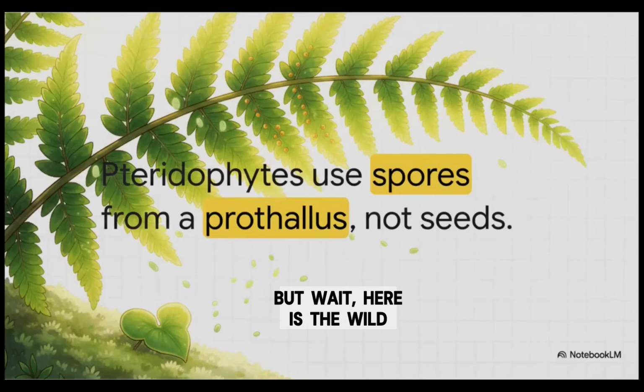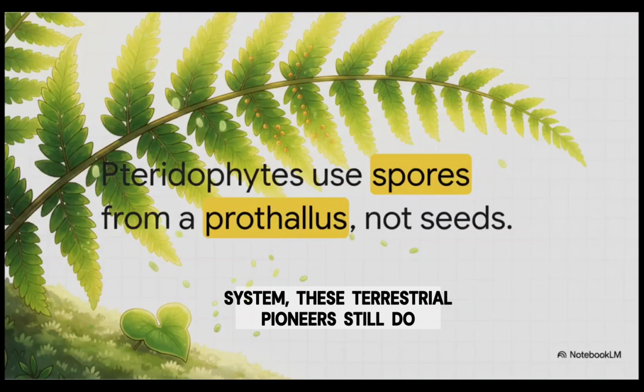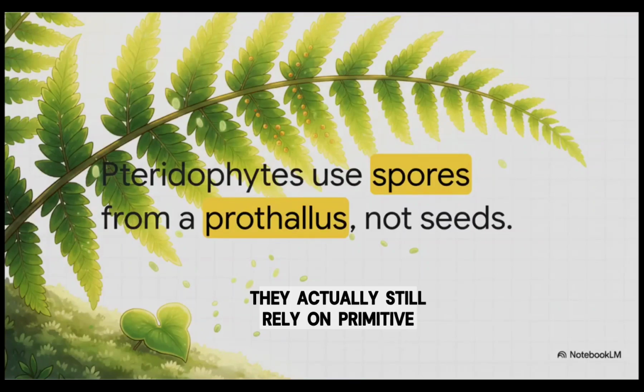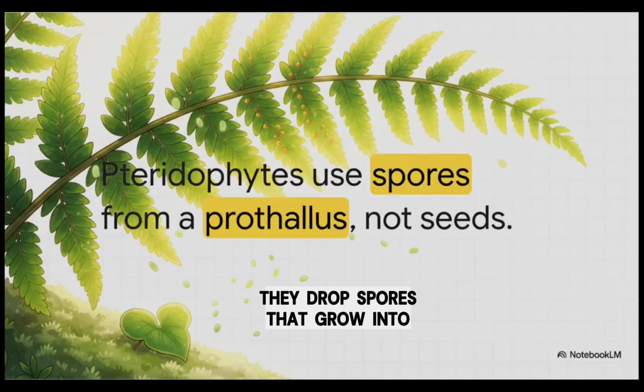But wait, here is the wild part. Despite having this incredibly complex plumbing system, these terrestrial pioneers still do not have seeds. No way. They actually still rely on primitive spore reproduction, whether homosporous or heterosporous. They drop spores that grow into a tiny, completely free-living gametophyte stage called a prothallus.